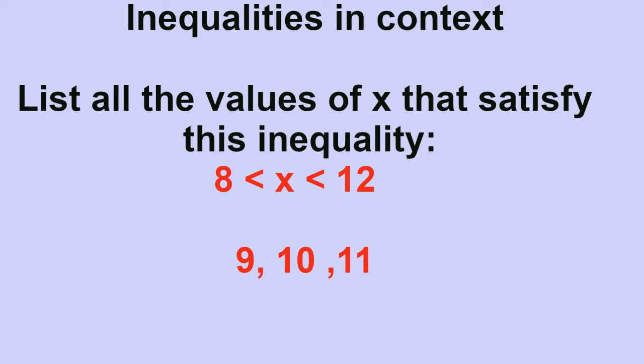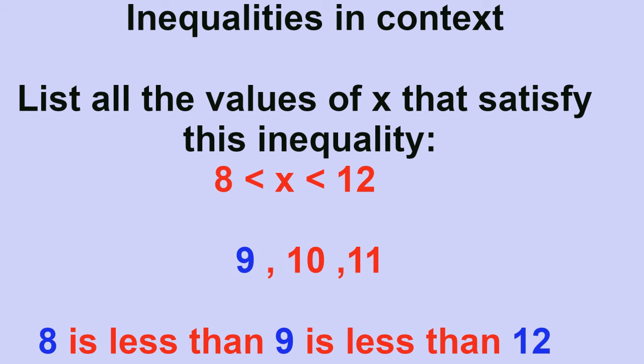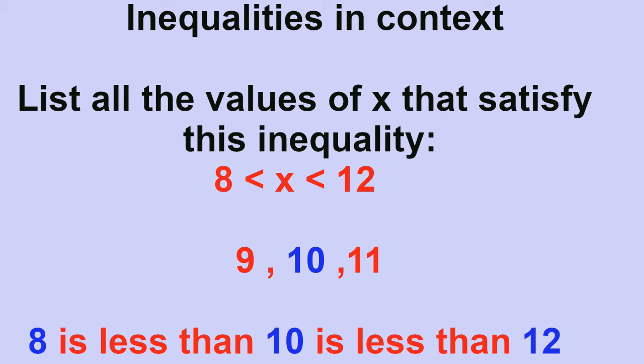And let's just read that back to ourselves to make sure it makes sense. So 8 is less than 9, 9 is less than 12. 8 is less than 10, 10 is less than 12. 8 is less than 11, 11 is less than 12. So we've made sure that the numbers that we've put down as our answer do indeed satisfy that inequality.